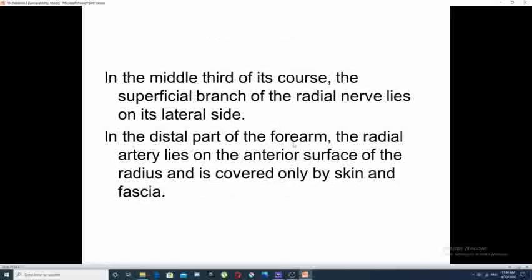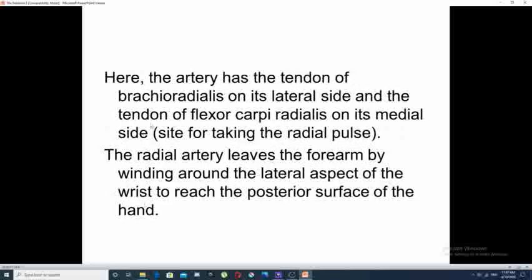In its distal part in the forearm, the radial artery lies on the anterior surface of the radius. It is covered only by skin and fascia. Here is an important site where the pulse of the radial artery can be detected, and this is what is called the radial pulse. The radial artery leaves the forearm by winding around the lateral aspect of the wrist, passing from the forearm to the posterior surface of the hand.